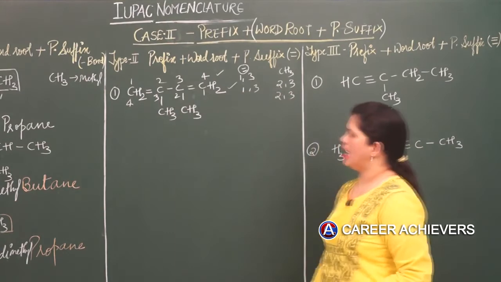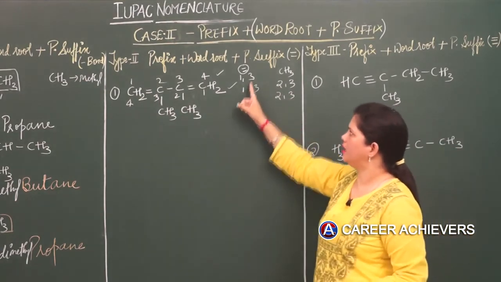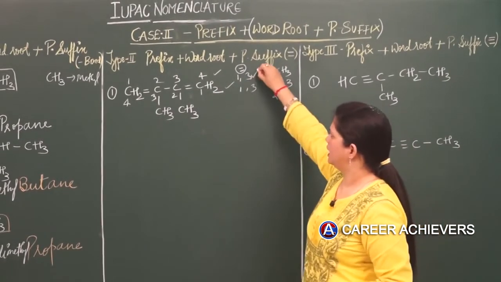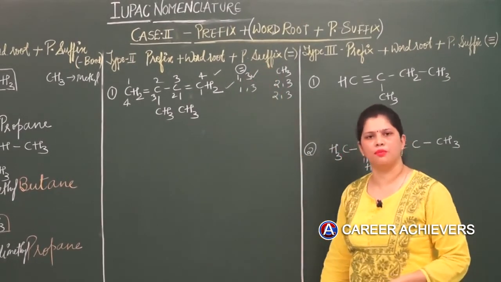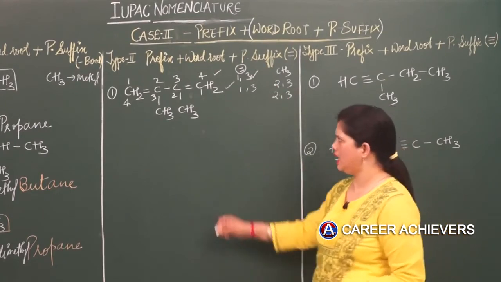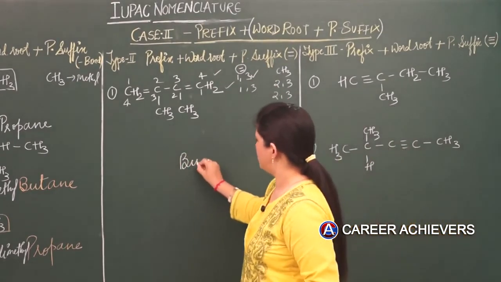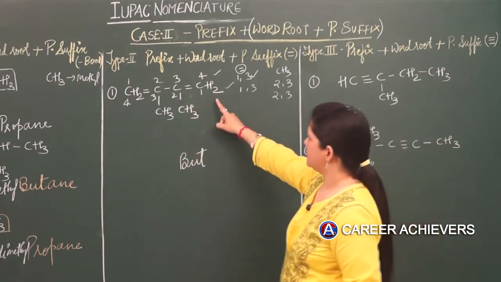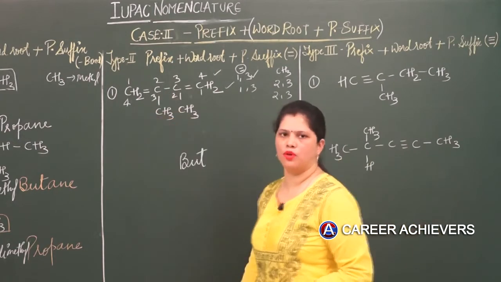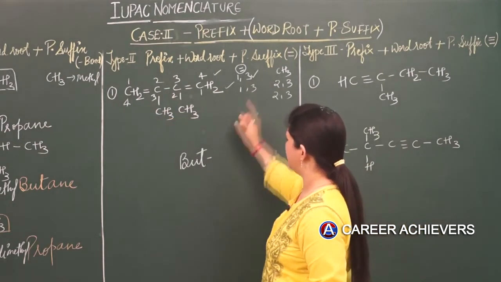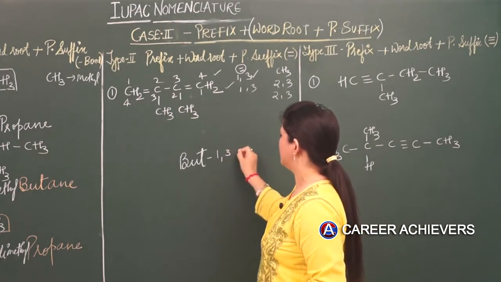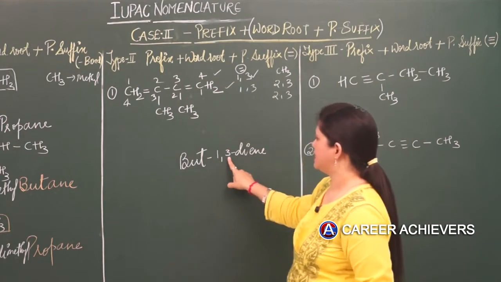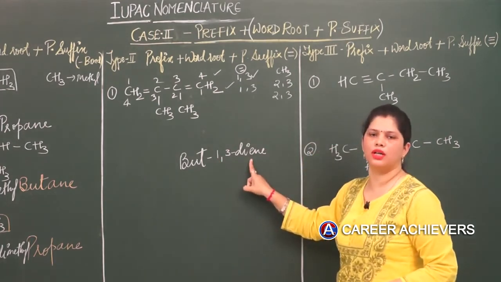So basically, we are getting no deviations. Our proper numbering comes only as 1, 3 and 2, 3, so this is correct. From both sides the same numbering comes, so there is no problem. The word root for this molecule would be but, as 4 carbons are there in the straight chain. And we can see the double bond at 2 places, so we have to specify the position as 1,3-diene. Why? Because at the first and third carbon, double bond appears 2 times.